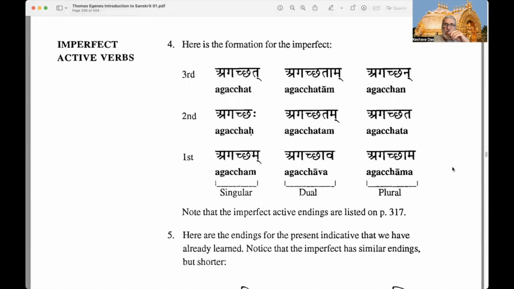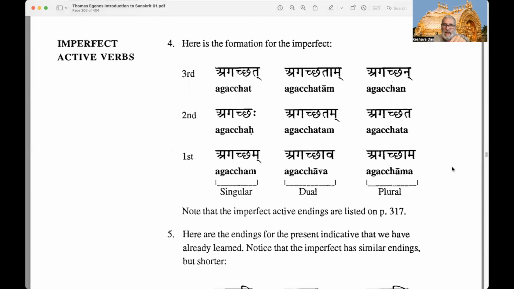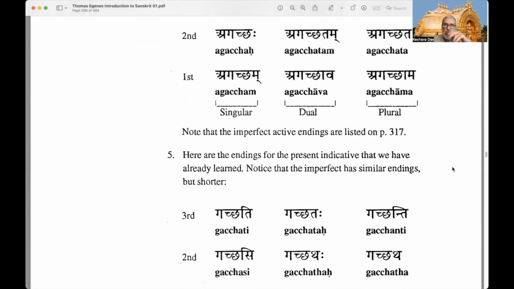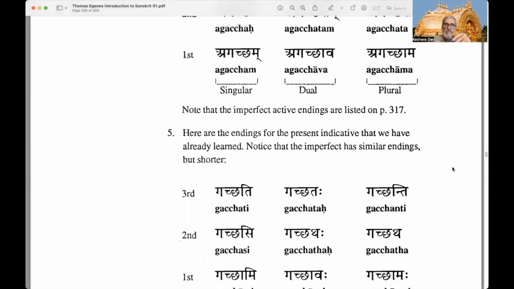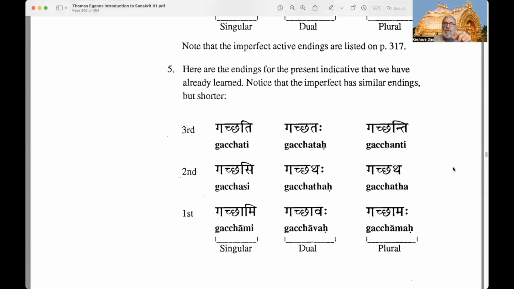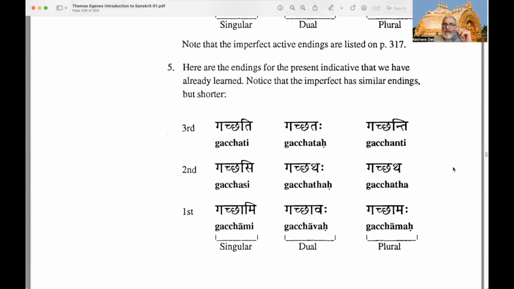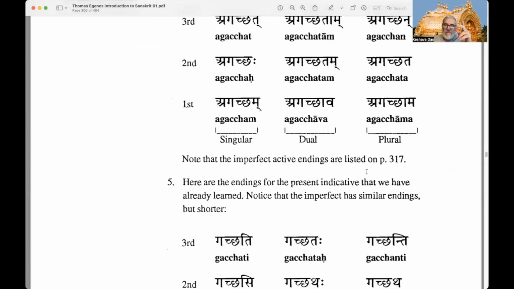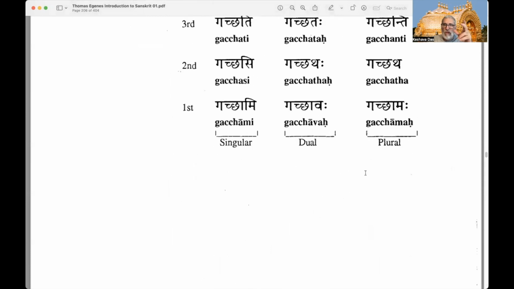Note that the imperfect active endings are listed on page 317. If you have a book, you can go to 317 and look at that. Here are the endings for the present indicative that we have already learned. Notice that the imperfect has similar endings, but shorter: gachati, gachataha, gachanti, gachasi, gachataha, gachata, gachami, gachavaha, gachamaha. We see that it's a little shorter.